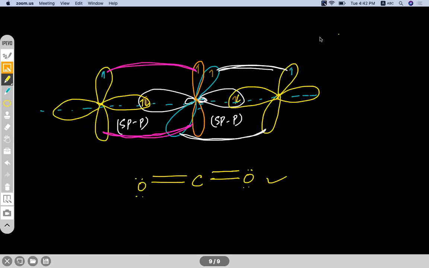Guys, anyone has doubt in this? How sigma and pi bonds are formed? Please respond, all of you guys, quickly.